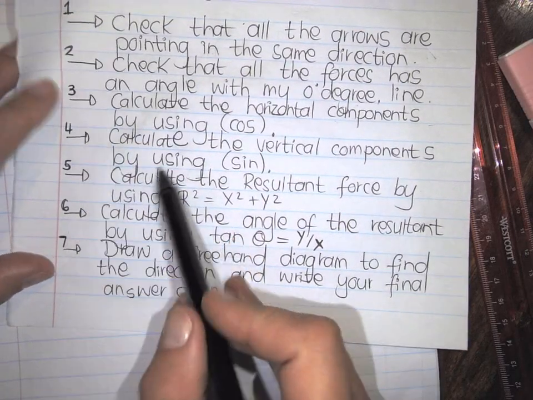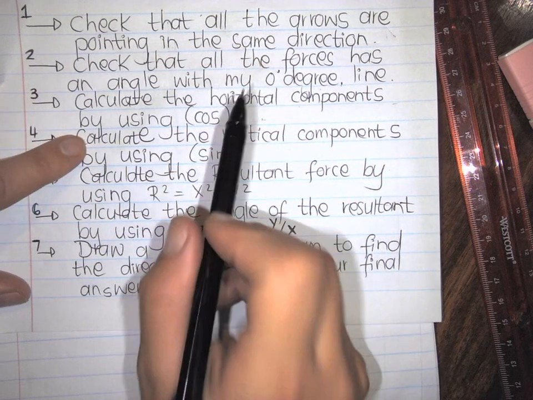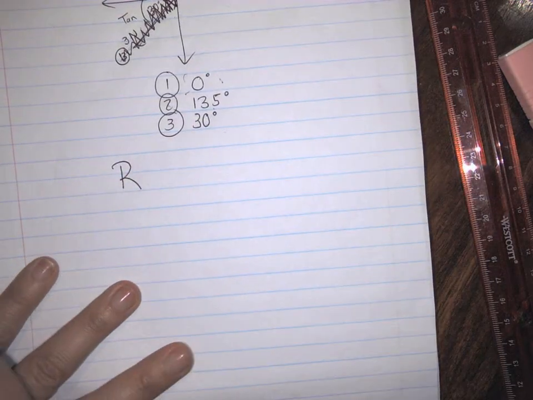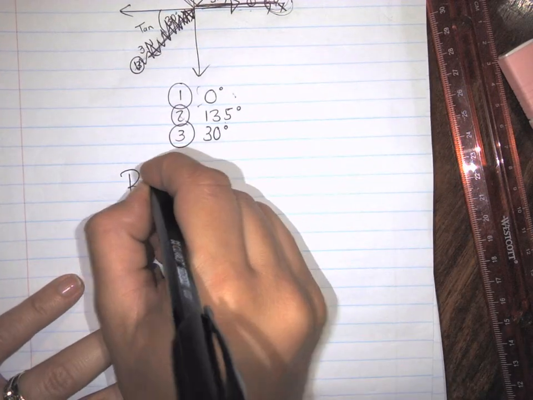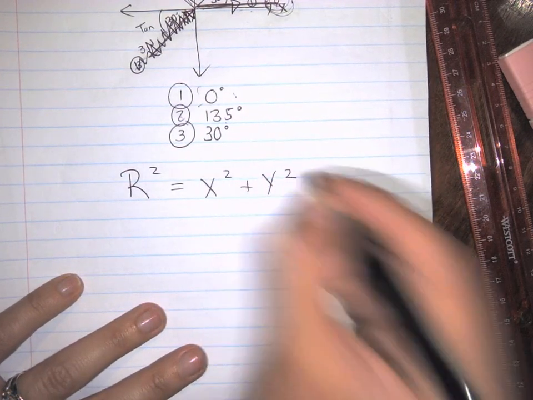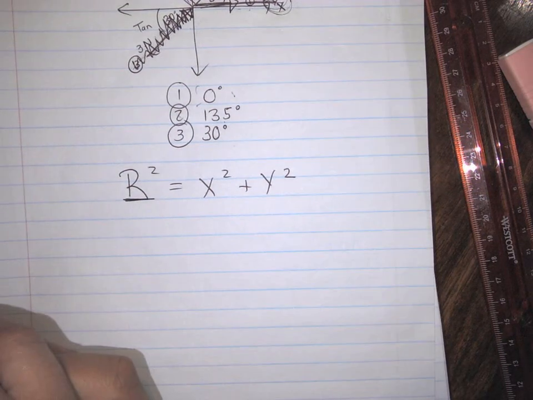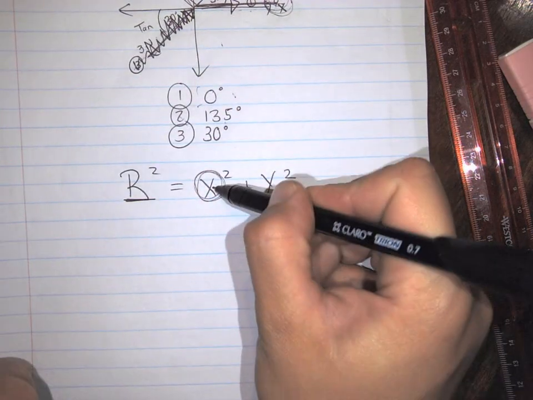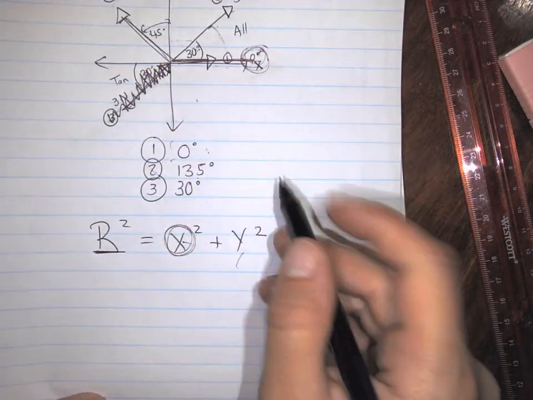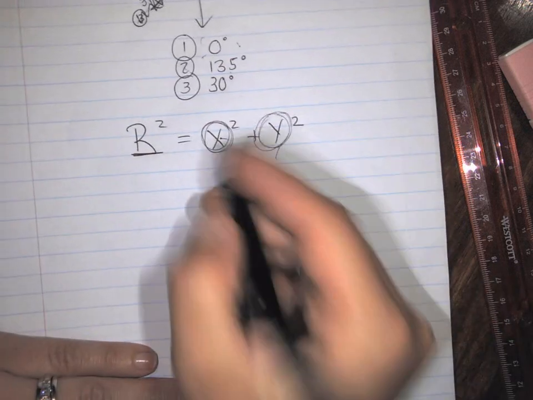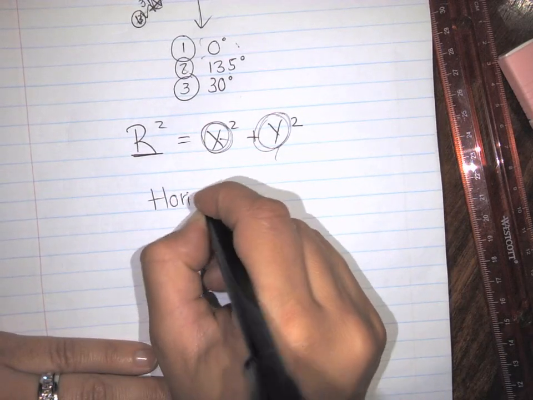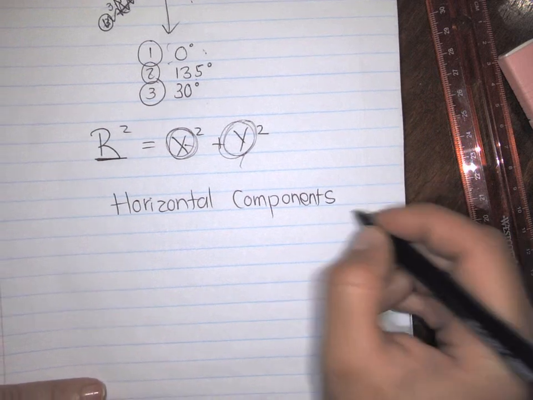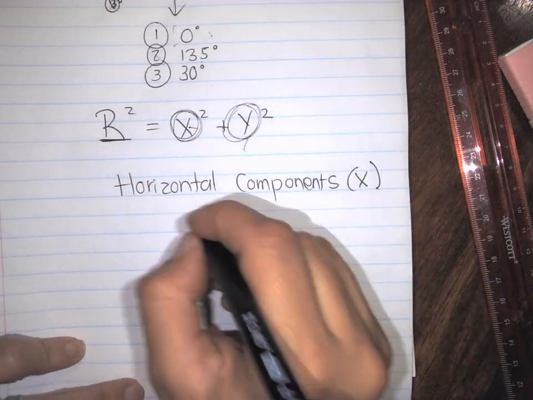Step number 3, they're going to ask you to calculate the horizontal components by using cos. So what they mean by that is, remember, we want to calculate the resultant force. So to get the resultant force, we are going to use Pythagoras. Okay, so R stands for resultant. My X is actually, remember, the X line is my horizontal line, so this is my horizontal components, and Y is vertical, so it's going to be my vertical components. But I'll show you how we're going to do it. But to get the horizontal components, in other words, x, I'm going to use cos.